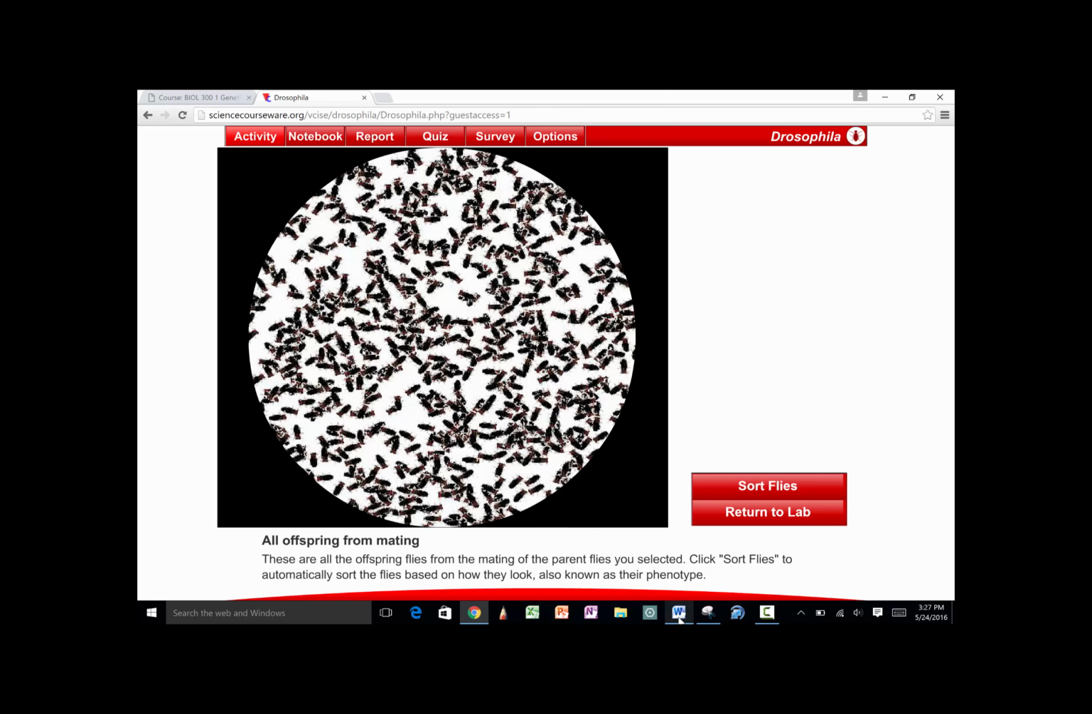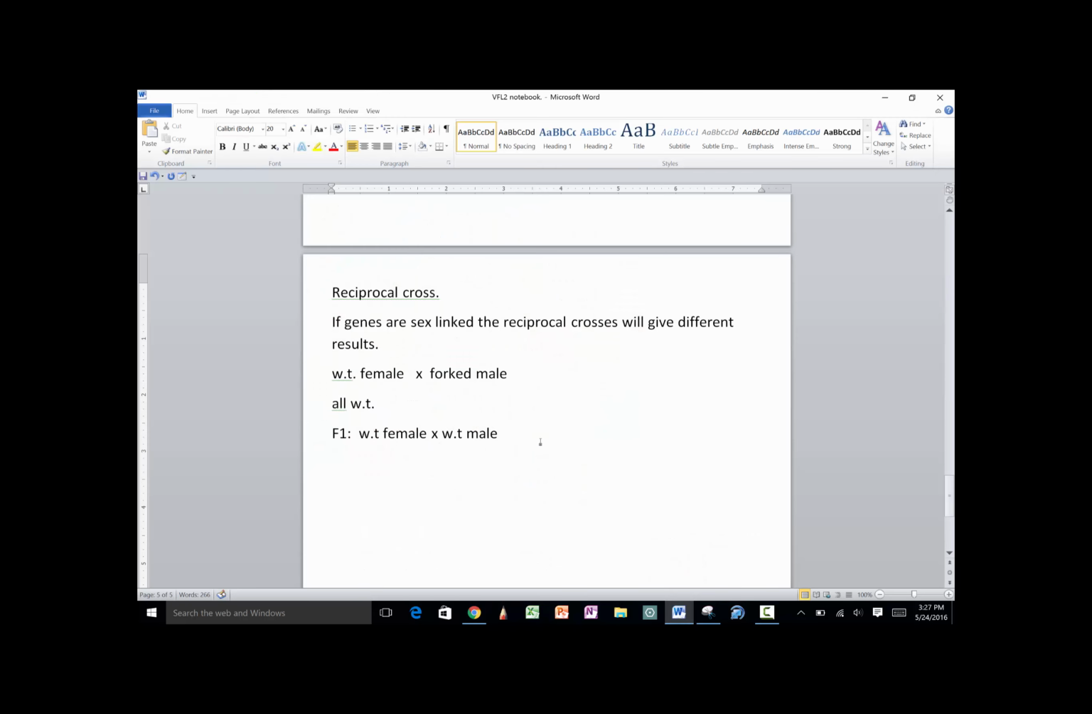Let's go back and predict what we're going to get. All right, so what did we do? We took an ebony female crossed to a forked male. We got all wild type. Well, let's do the easy one first. We know that ebony is heterozygous, because this female was ebony. And the male for ebony was wild type.